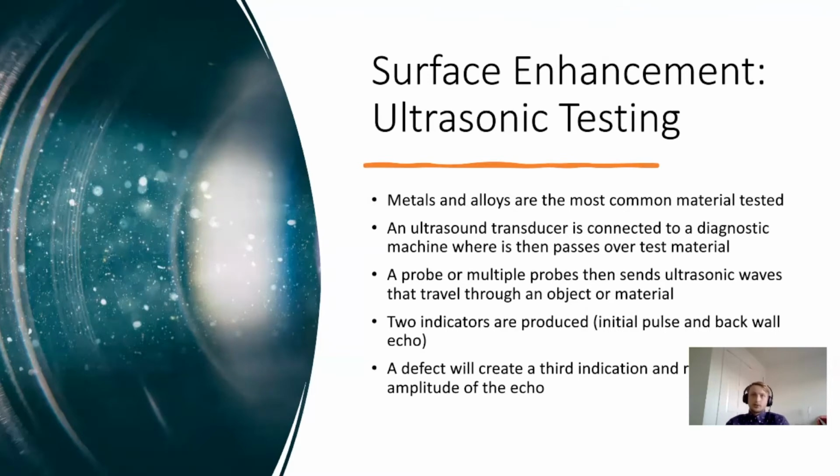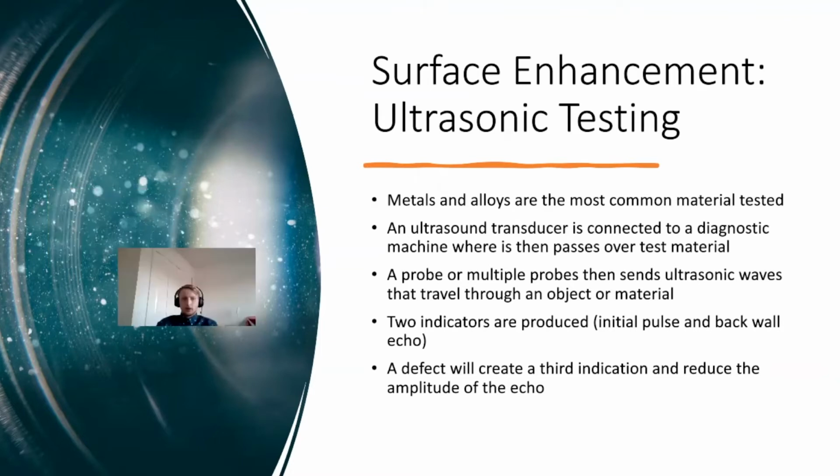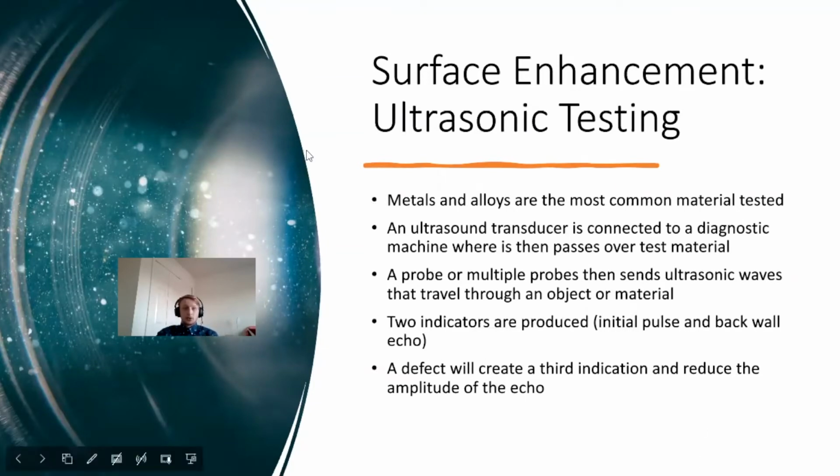An ultrasound transducer is connected to a diagnostic machine where it then passes over material. A probe or multiple probes then sends ultrasonic waves that travel through an object or material. Two indicators are produced, an initial pulse and a back wall echo. A defect will create a third indication and reduce the amplitude of the echo. When this happens, you can obviously point out the defect in a material, as well as come close to the size of it and the location of it, all from this one machine.